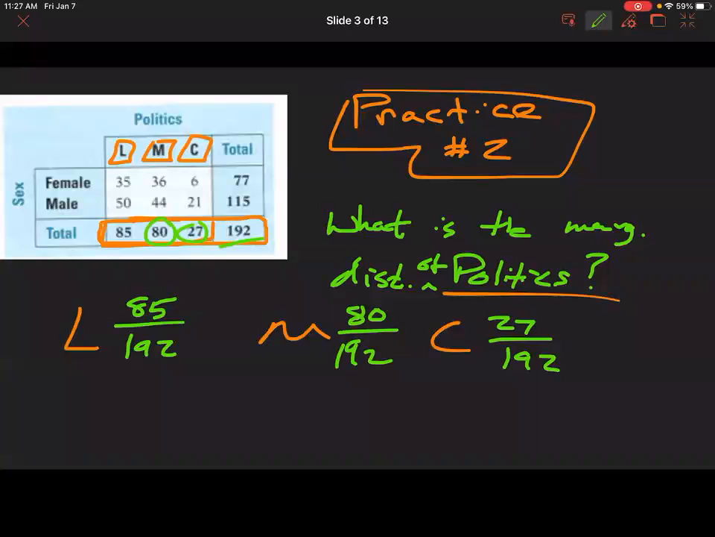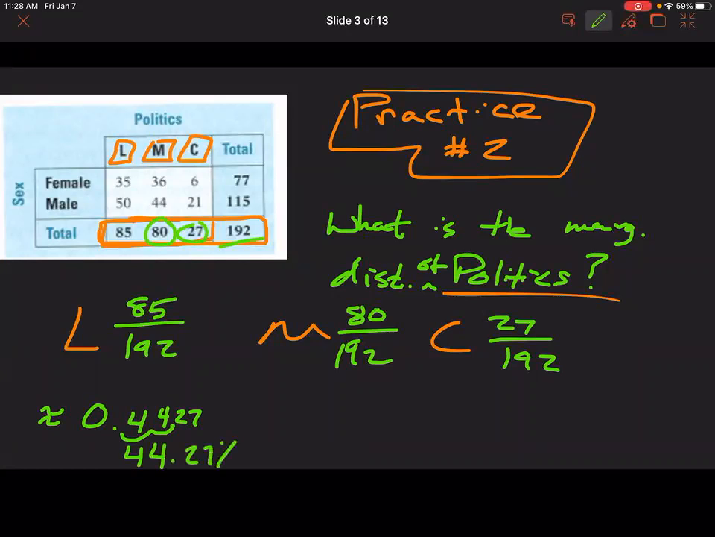That's 0.4427 approximately. Move the decimal 2 times. That gives us 44.27%. Then moderate, 80 divided by 192. That gives us about 0.4166. And this is one that a rounding issue could come up on. We haven't talked about rounding. We're not going to focus on it just yet. So let's see what happens. So this one's going to be 41.66%.